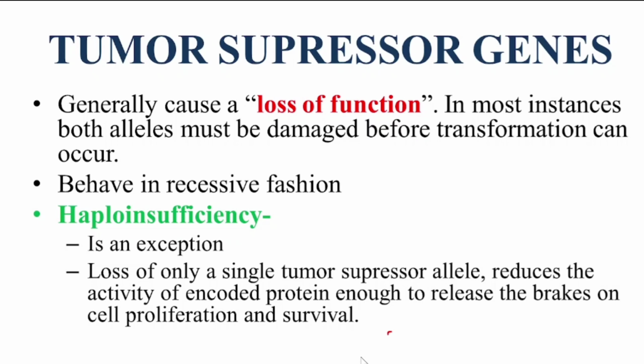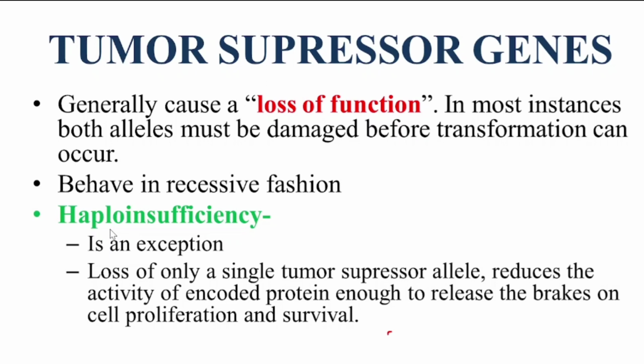But if the function of the tumor suppressor gene is lost due to some mutations like deletion, what will happen? This brake on the cell cycle will be released and the cell will keep on proliferating and form a mass, the growth of which may persist even after the removal of a stimulus, which we call neoplasm. So they behave in a recessive fashion, that is, in most instances both alleles must be damaged before neoplastic transformation can occur.